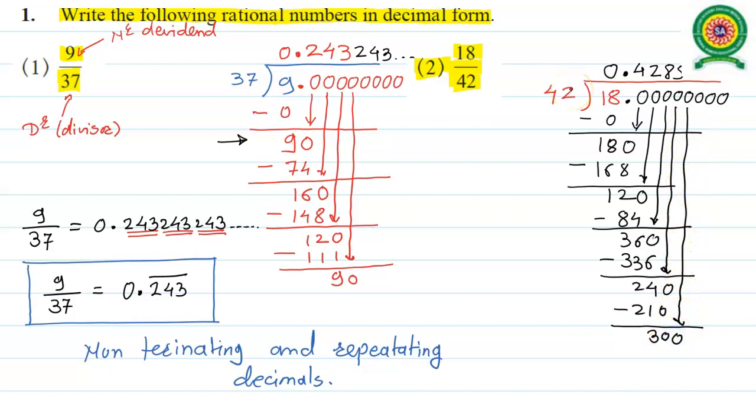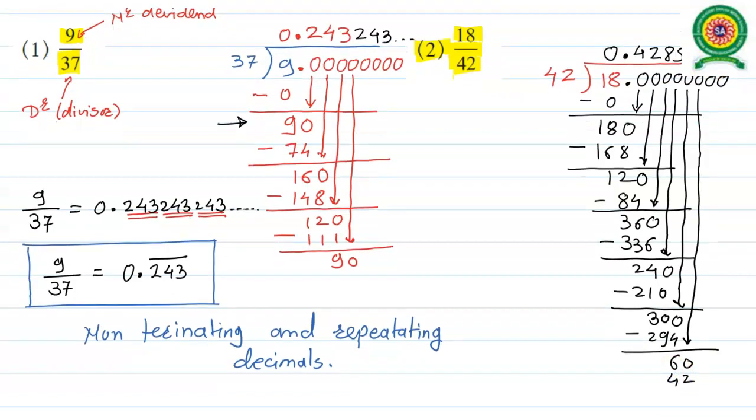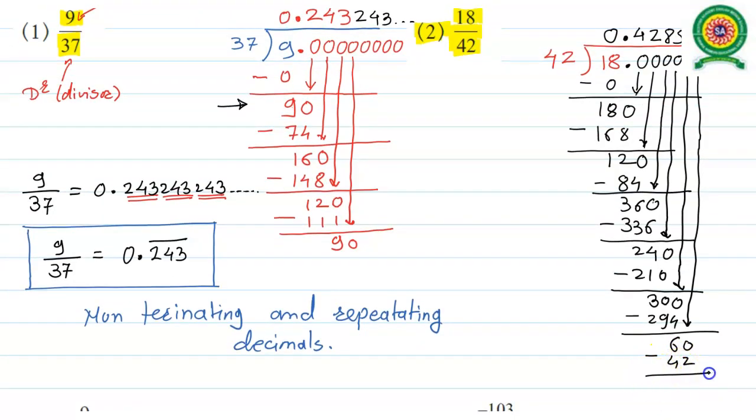Now 42 7s are 294. Do that subtraction, we have a remainder of 6. Now the next 0 comes down, it generates 60. So 42 ones are 42. Now after doing the subtraction, we have the remainder as 18.